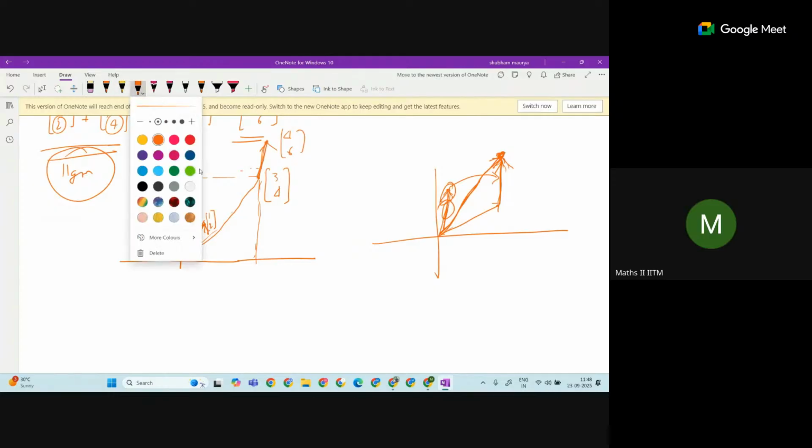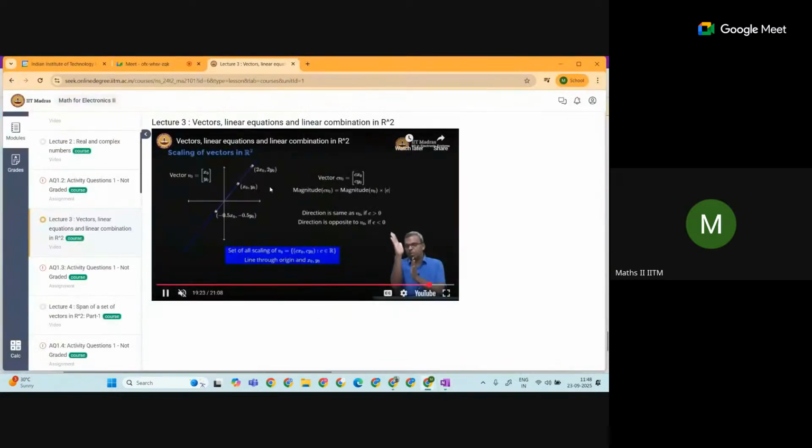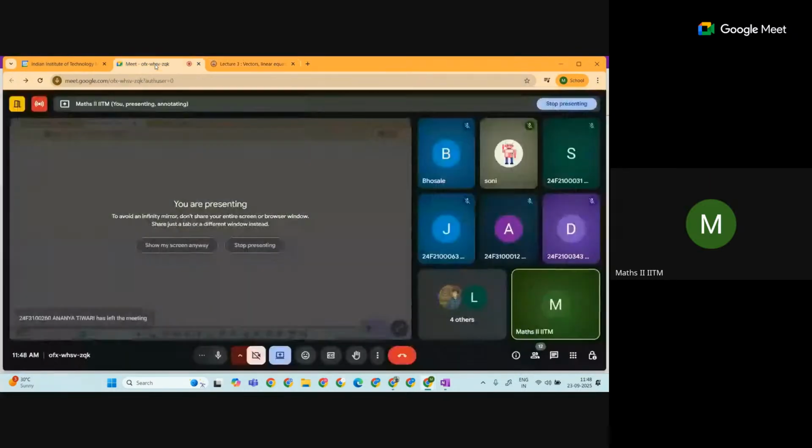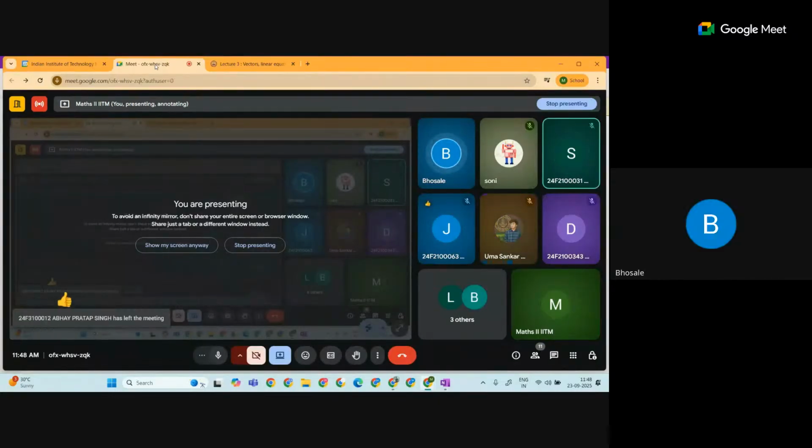Please stop me if you are not getting it. The representation of vector addition is this one. I will try a different method. Is this understandable? I don't know. Yes, sir, got it. Okay.